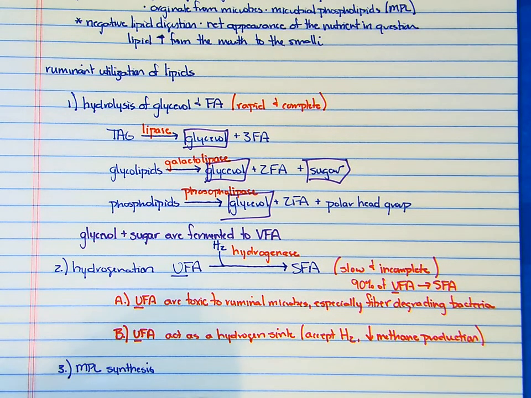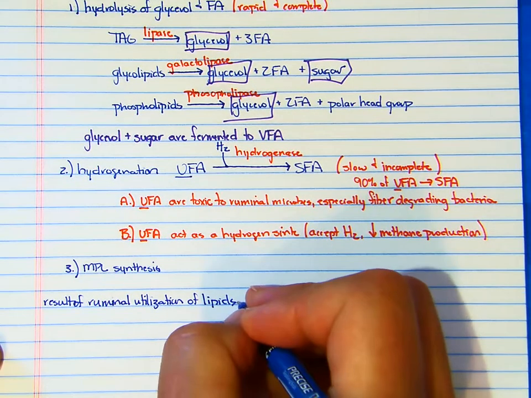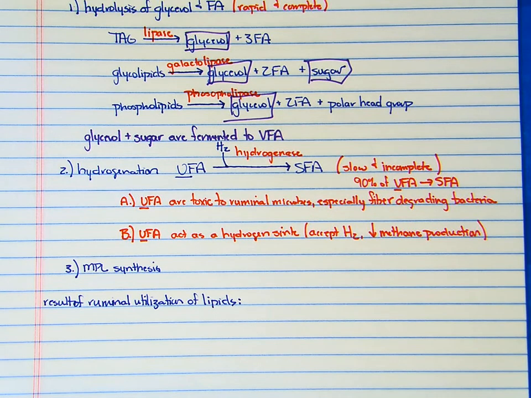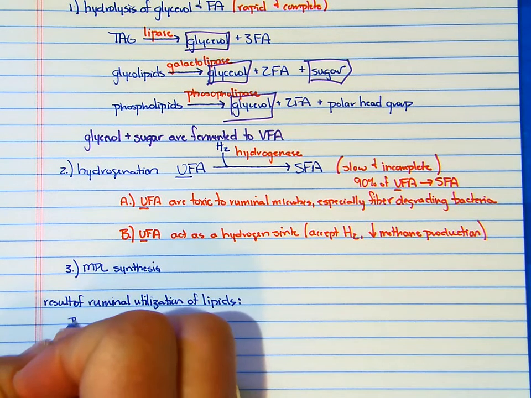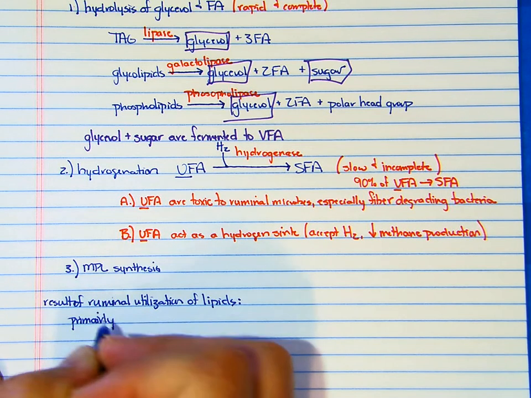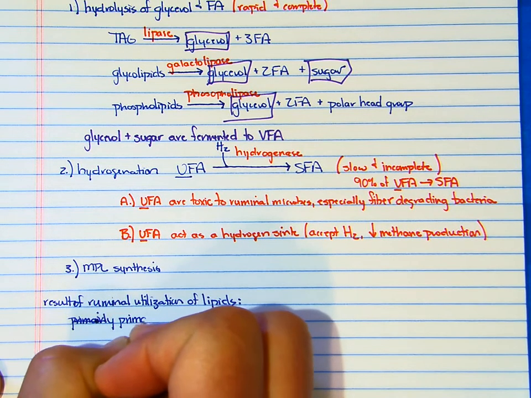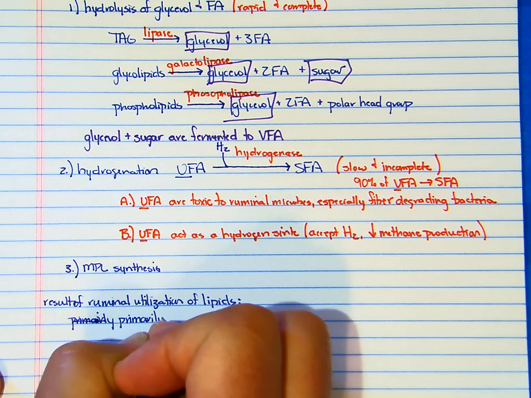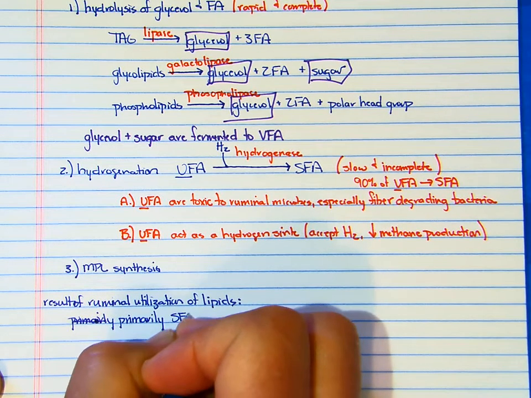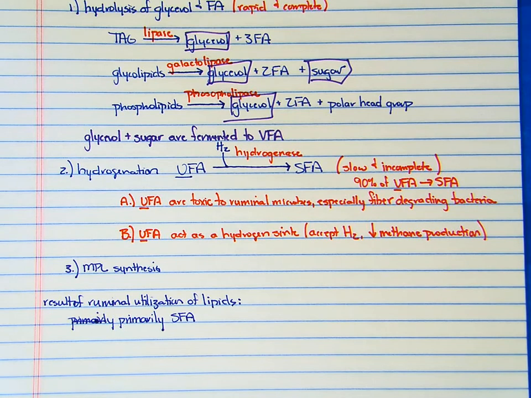So we'll write down here the result. This is the result of ruminal utilization of lipids. Oh, sorry, I caught it pretty fast though. So the result of ruminal utilization of lipids is we have primarily saturated fatty acids. And these saturated fatty acids are free saturated fatty acids.